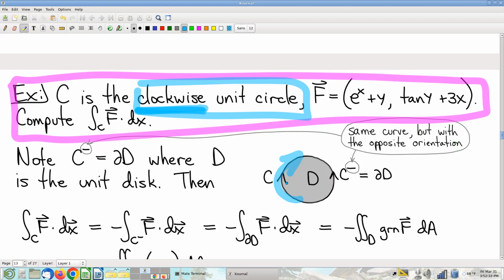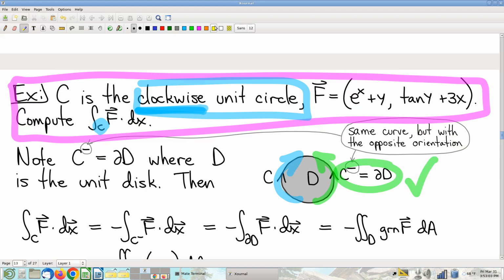Everybody see? Except for the orientation, it's a boundary, so I feel like if we're within shooting distance, we should still be able to use Green's theorem. But I do have to recognize that, as stated, this curve is not a boundary. So, easily fixed. All I do is say, okay, let's look at the curve going the other direction. That's the exact same curve. The only difference is the orientation is backwards. This curve is a boundary.